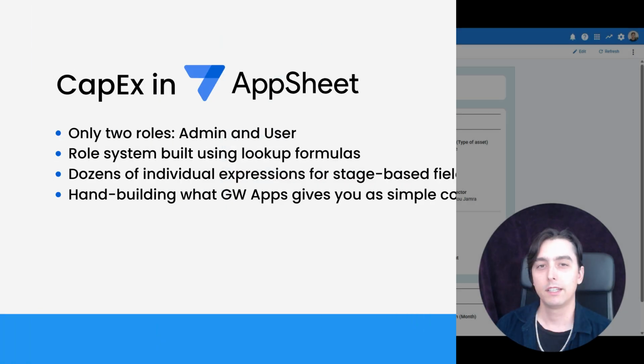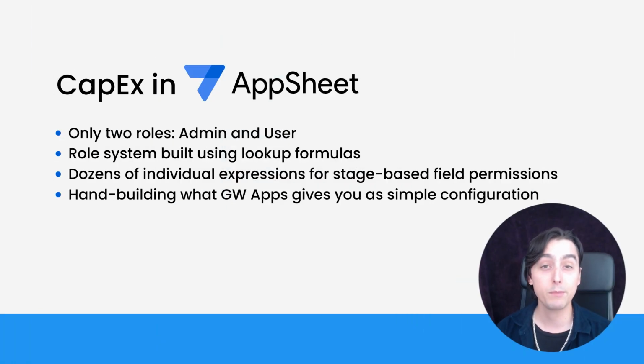They can approve directly from their email, or of course, they can open the request to view more information before doing so. Now, to keep this honest, we rebuilt the same Capex app in AppSheet, and here's where it got difficult. AppSheet ships with exactly 2 roles, admin and user. And for our application, we needed at least 4. So we ended up having to hand build our own role system using lookup formulas. And the need for stage-based field-level permissions meant writing dozens of individual expressions, 1 per field, per stage.